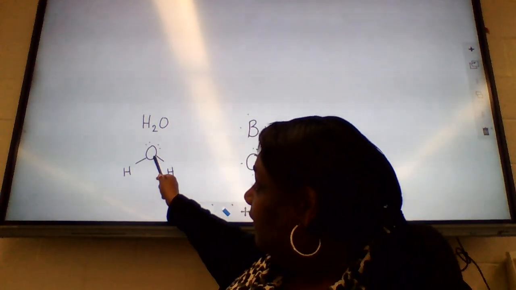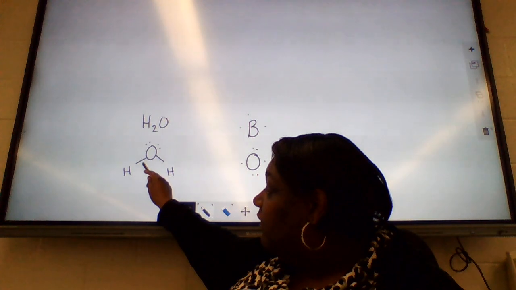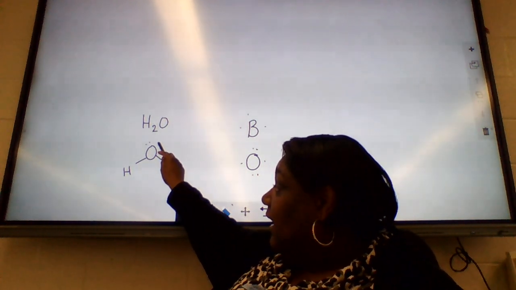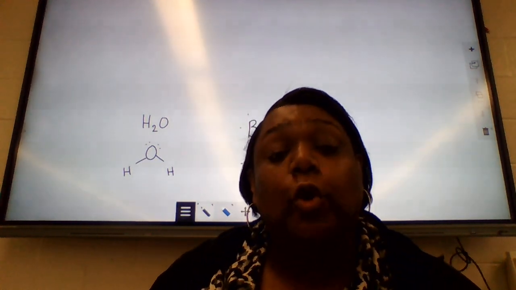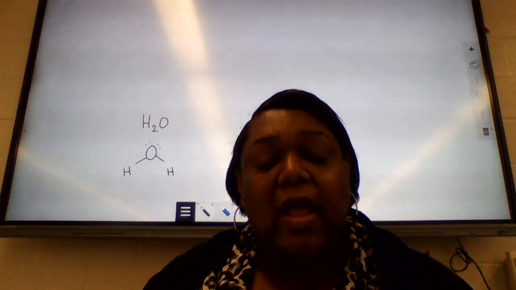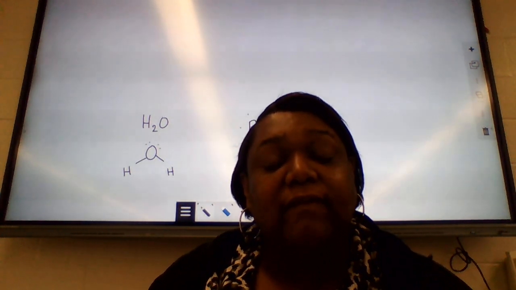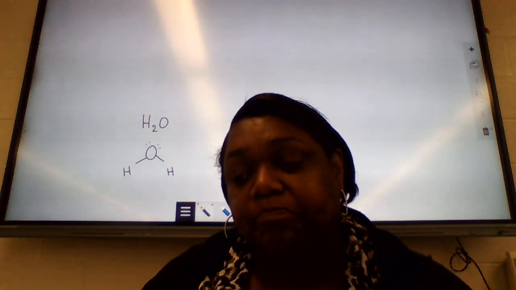And so on this oxygen, if we count, we know each line represents 2 electrons. So I've got 2, 4 electrons, and then I need 4 dots, which represent your lone pairs of electrons. Remember, a pair is 2 electrons, which is why we have 2 pairs of electrons around that oxygen atom.